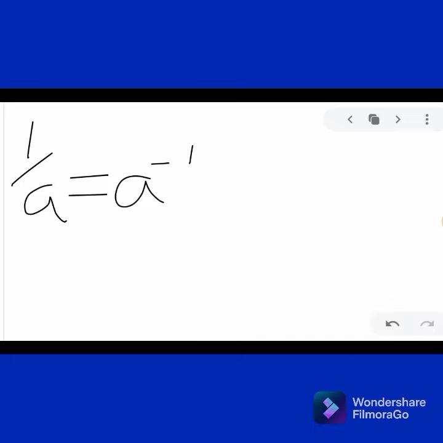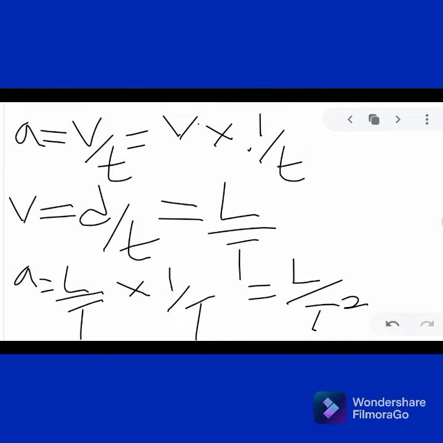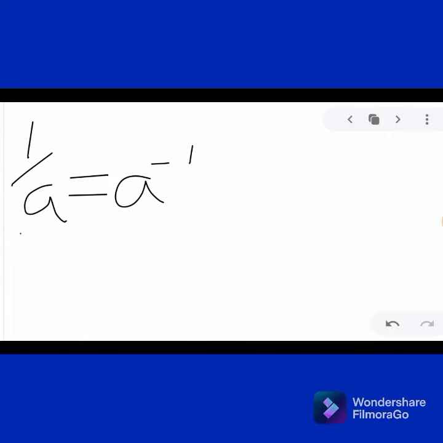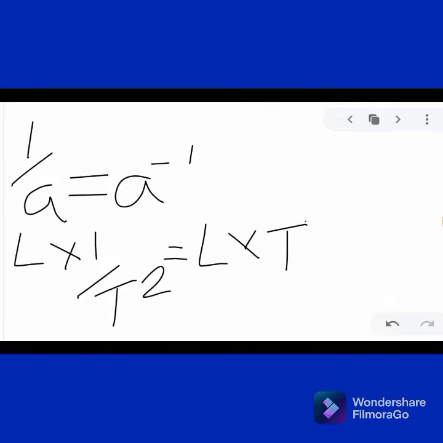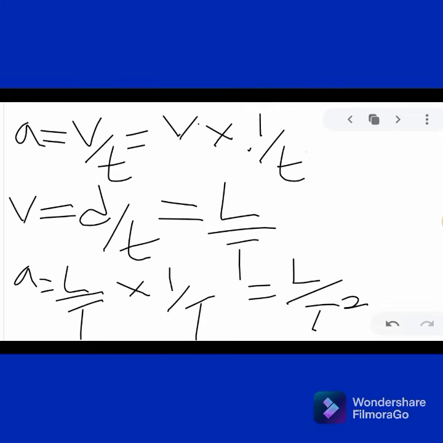So if we're going to do that here, we have L over T squared, that is L times 1 over T squared. That means we're going to have L times T raised to power minus 2, which means our answer here isn't going to be L over T squared. Our answer is going to be L T raised to power minus 2.